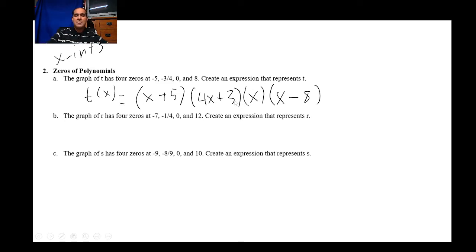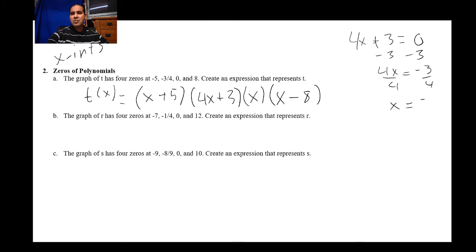Now, for this 4x plus 3, there's a little bit more to it. The reason why that works is because if I have 4x plus 3, and I want to make that equal to 0, so I can have an x-intercept, subtract 3 from both sides, we end up with 4x is equal to -3. Divide both sides by 4, and we end up with x is equal to -3/4, which is that x-intercept that we wanted. It shows right here. Okay, so -3/4 works, and we created our polynomial that has x-intercepts -5, -3/4, 0, and 8.